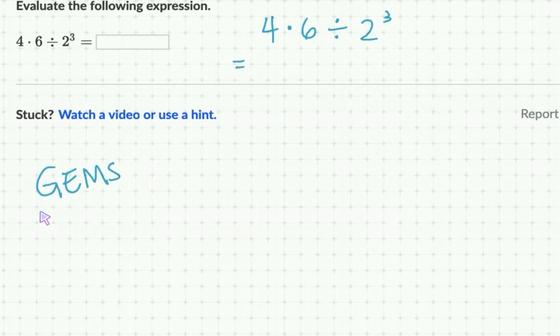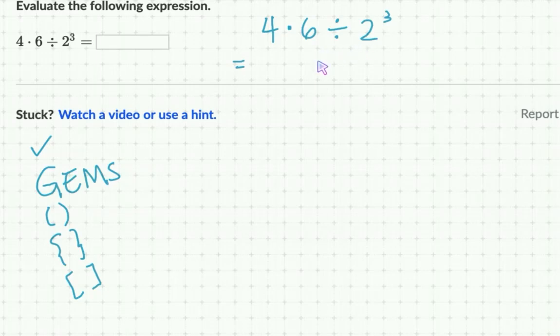Looking for groupings first, so that's parentheses, braces, brackets, any of that. I don't see any of that, so that's done, the first step. Next step is to work on exponents. I have an exponent to work on here.